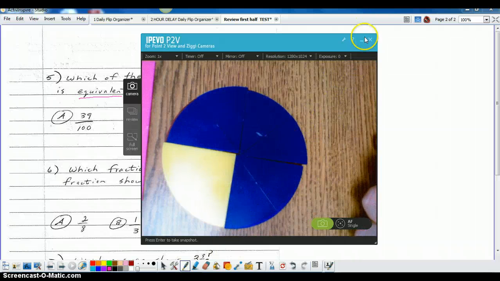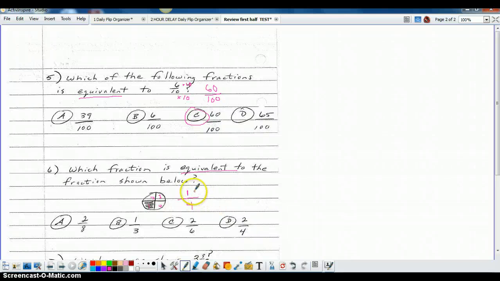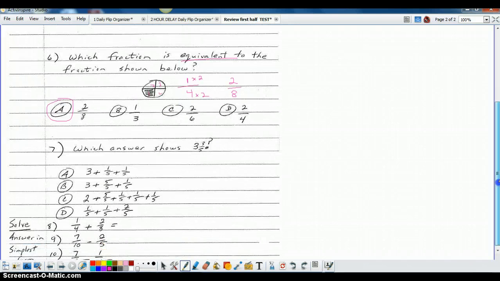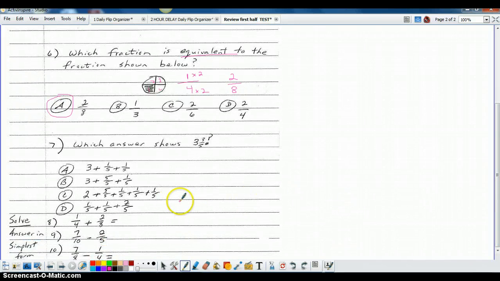Let's take a look and figure it out mathematically. If I take 1 and I multiply it by 2, I'm going to get 2. If I take 4 and I multiply it by 2, because whatever you do to the numerator, you must do to the denominator, I'm going to get 8, which means 2/8 is equivalent to 1/4, and A is my answer. Just a couple more problems to go. Actually, it's the last one.